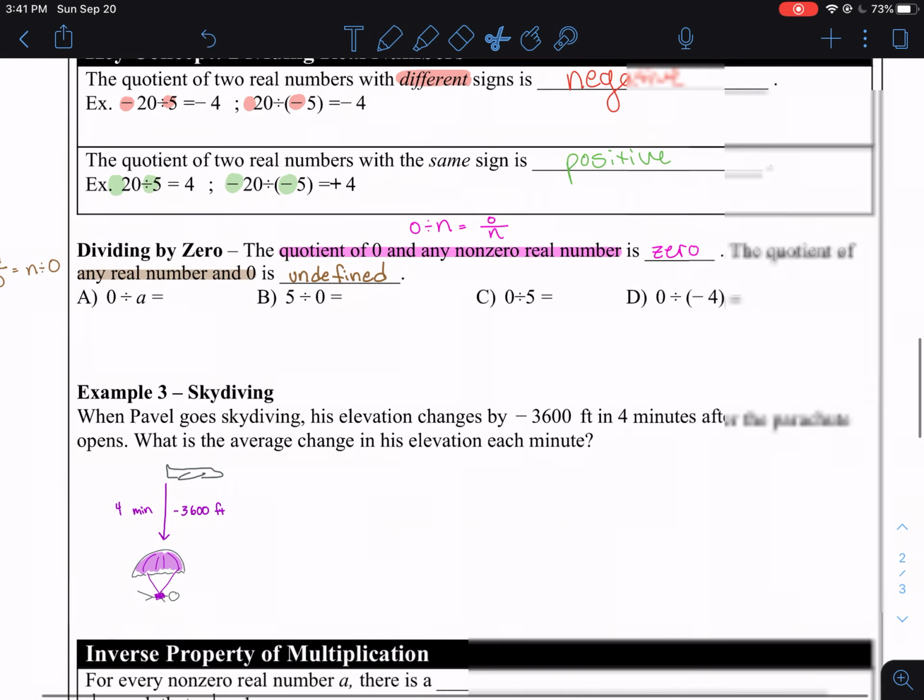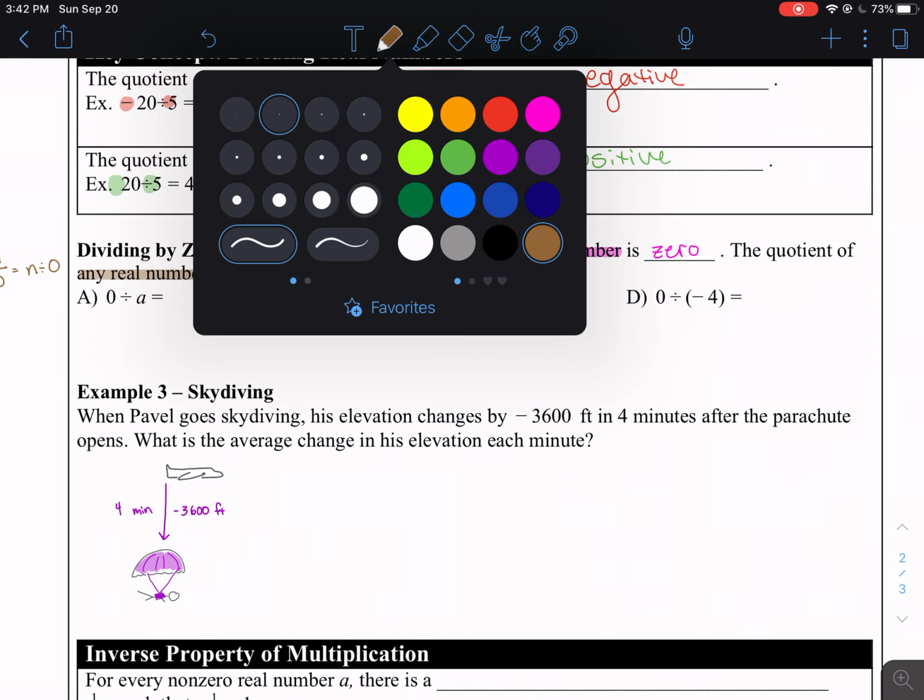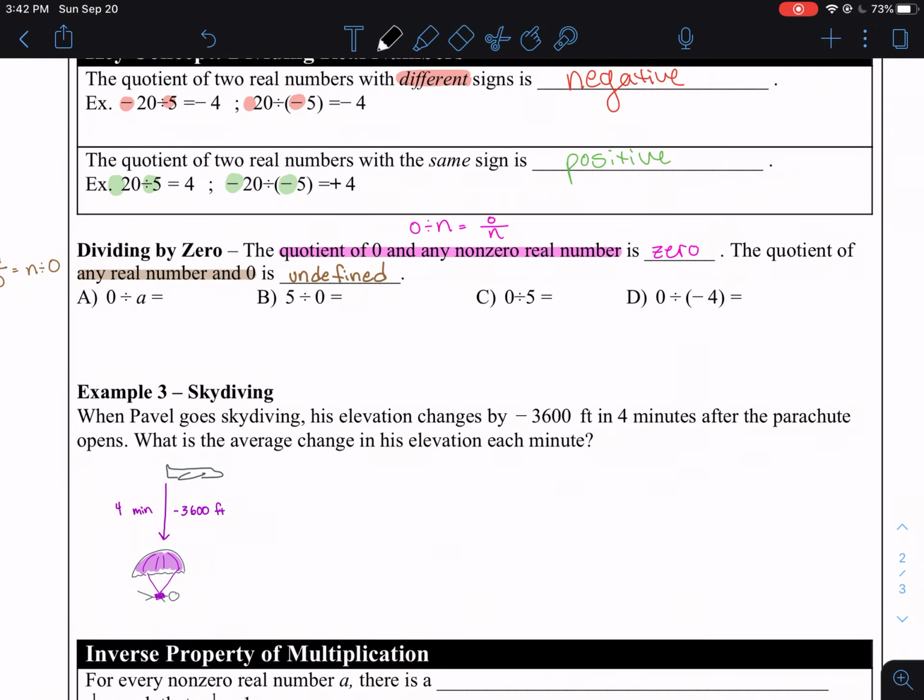Okay. So using these rules, let's test out our examples. First, 0 divided by a is 0, because 0 divided by anything is 0. 5 divided by 0, undefined. You literally write the word undefined.